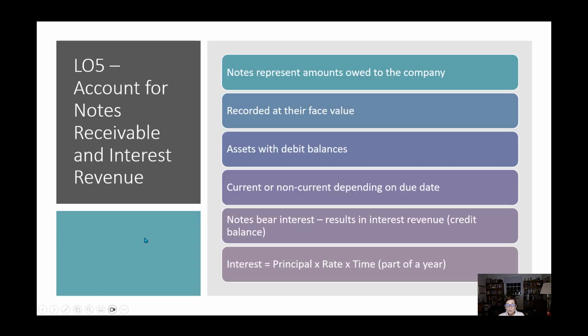Now let's talk about notes receivable briefly. Remember we mentioned that notes receivable represent amounts owed to the company, but these amounts involve an actual note that's signed, and interest is usually involved. So notes receivable are accounted for at their face value. So when they're recorded in the books, they're recorded at face value.